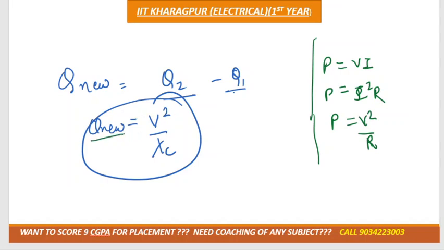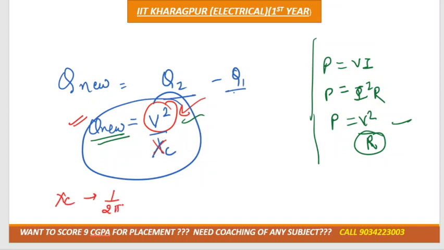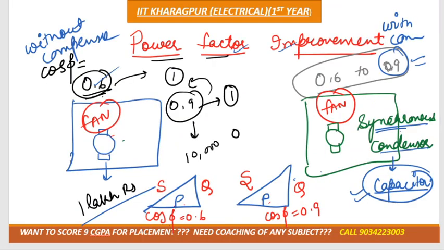So similarly, Q would be equal to V square by, instead of resistance, the capacitor's reactance, that is Xc. We already know Q, the voltage must be given, and we can get Xc. If we have Xc, then we'll get C as well. Right or not? So this is a question which will come in your paper.